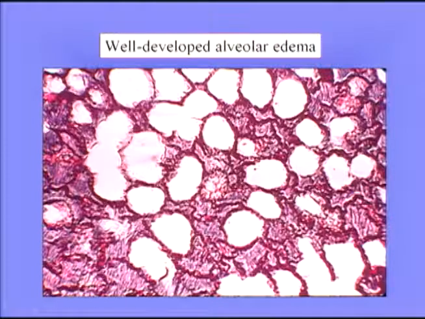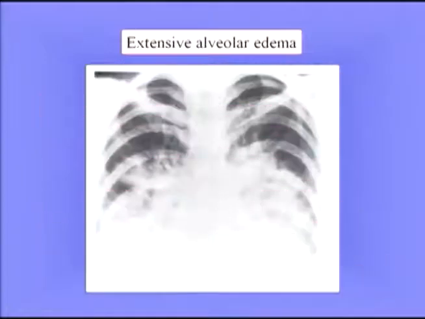And of course, you can also understand that this kind of condition is going to be very serious for the lung. It's going to impair gas exchange, because if we had blood flow through some of these edematous areas, of course that's going to represent a shunt and cause hypoxemia.